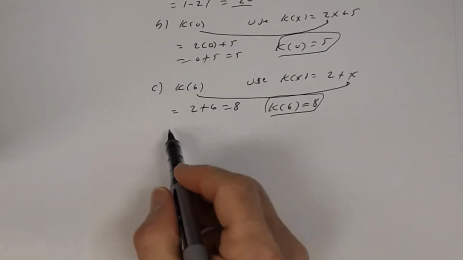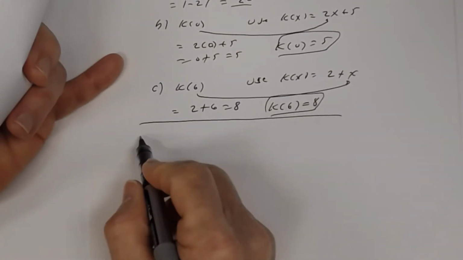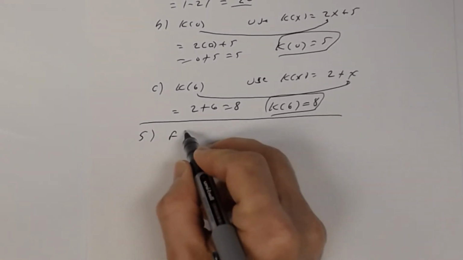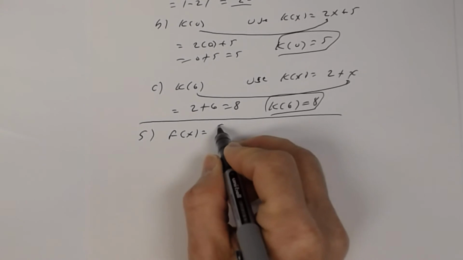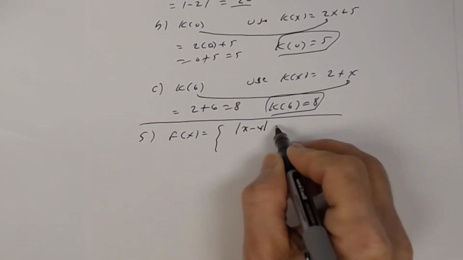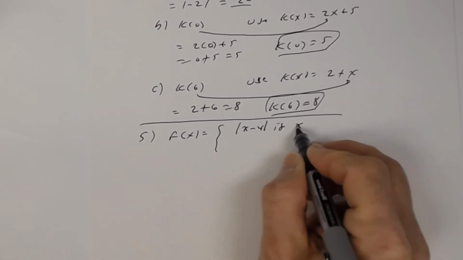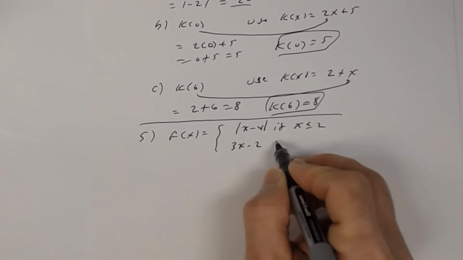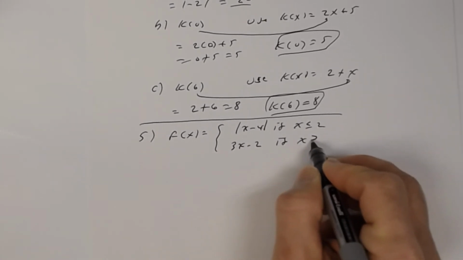All right, let's look at number 5. So for number 5, we have f of x is equal to the absolute value of x minus 4 if x is less than or equal to 2, and then 3x minus 2 if x is greater than 2.